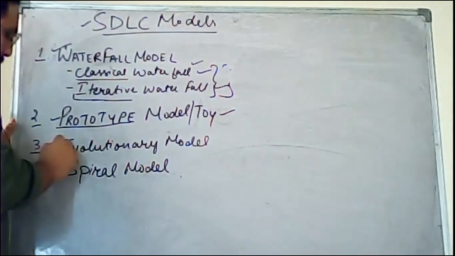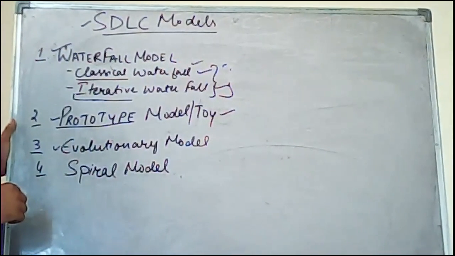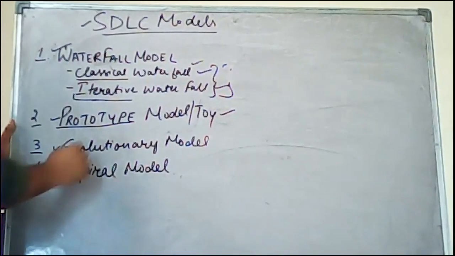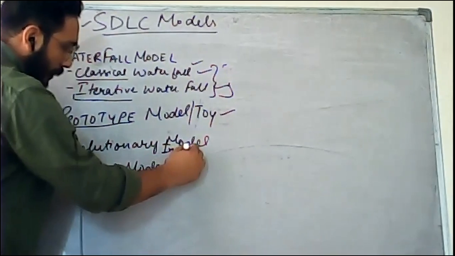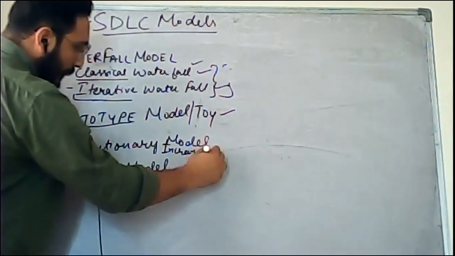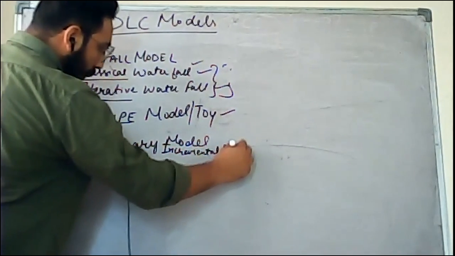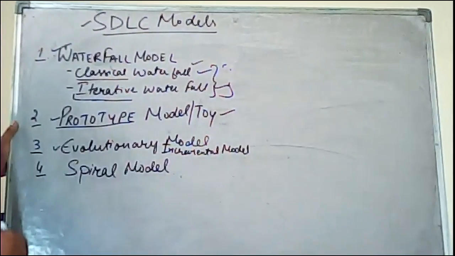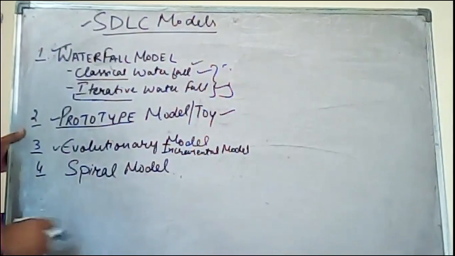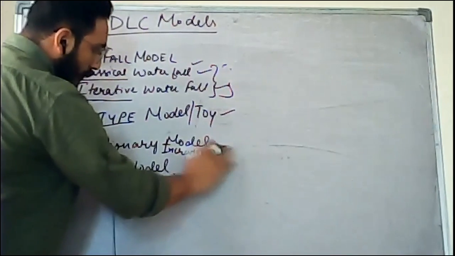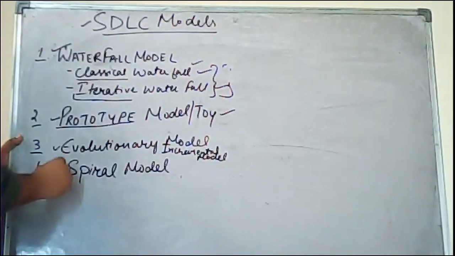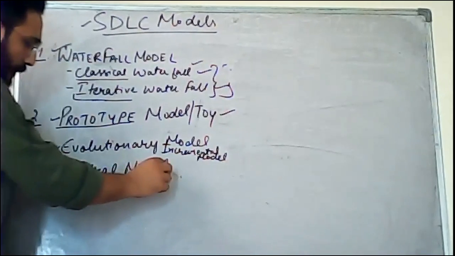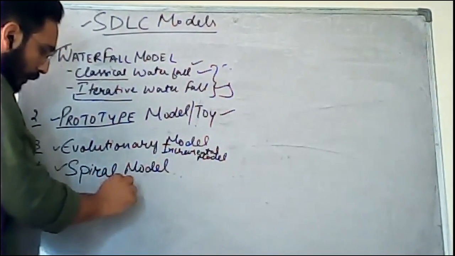Then there is a third model that is your evolutionary model. Evolutionary, or we can say that it is an incremental model. And last is your spiral model. This model is also called a meta model.